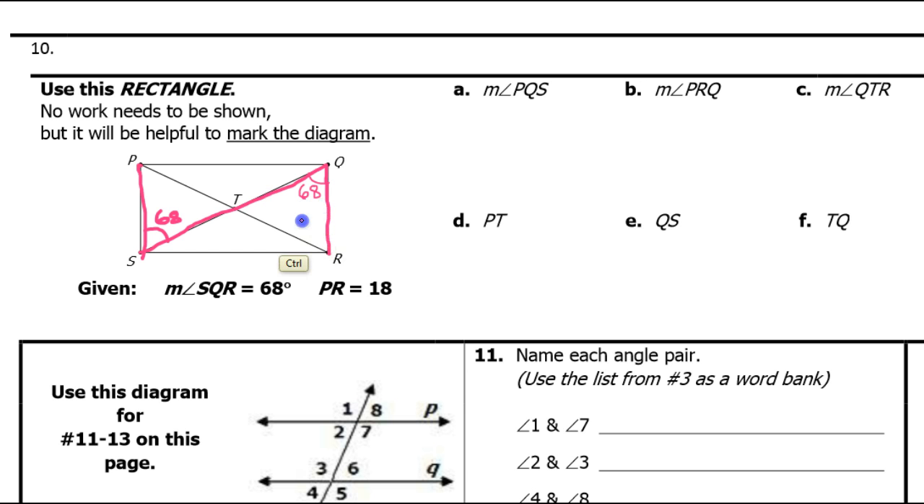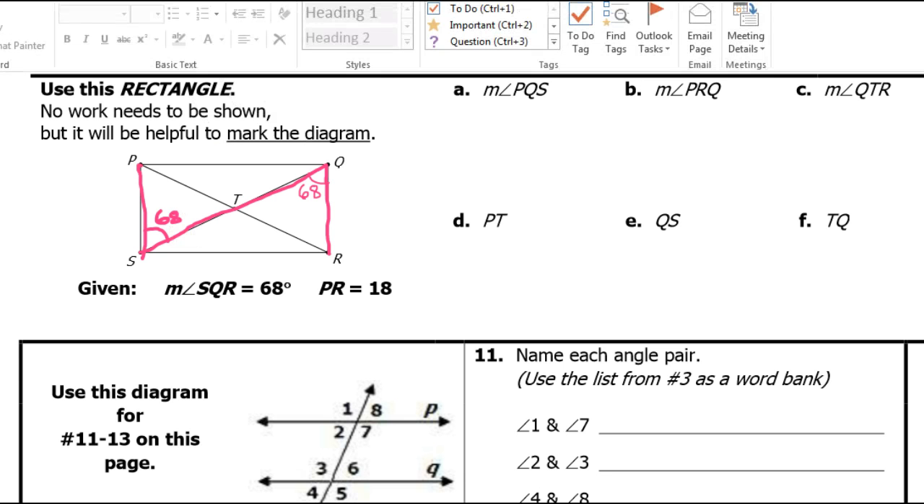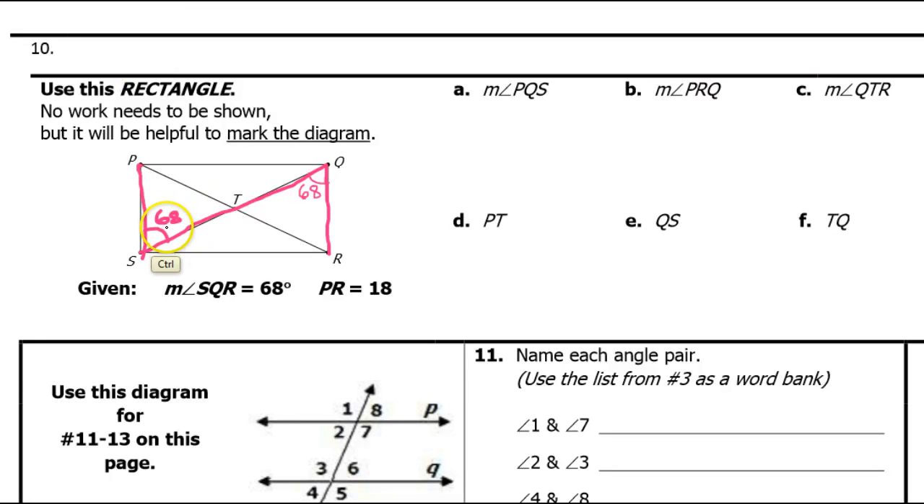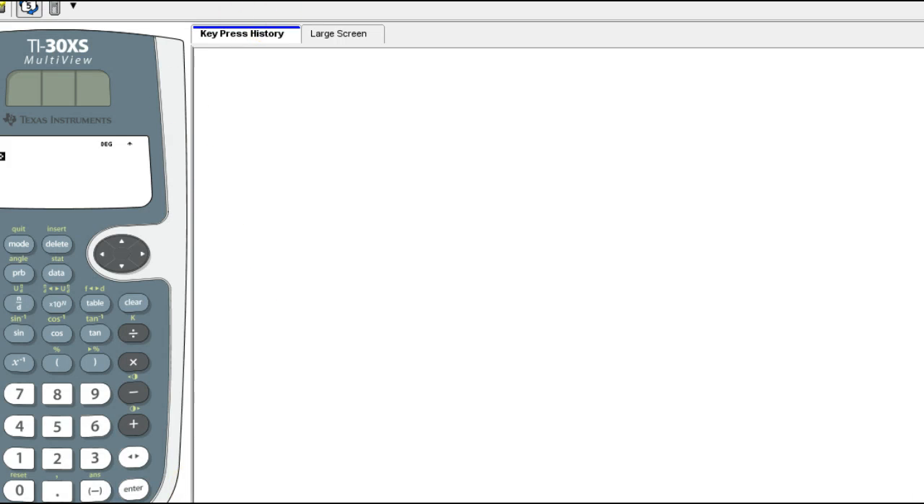What else do I know? Well, remember that the corners of a rectangle are 90 degrees. So, if this is 68 degrees, I can easily figure out what the other side must be, because it's got to add up to 90. They've got to be complementary, if you will.